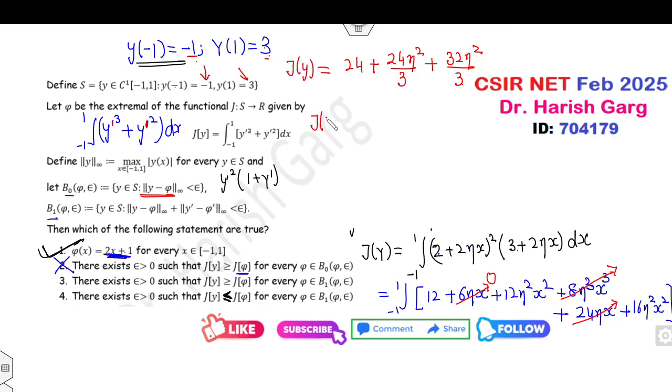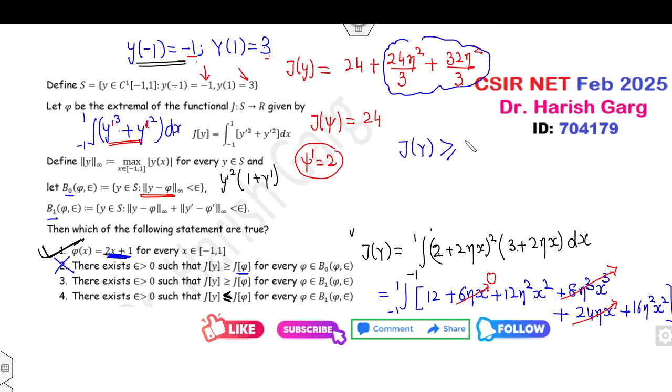So can you find the value of J of psi that we already computed in the previous one? That is 24, because the value of psi dash is my 2. So this value is my 8 plus 4, 12 into 24. Now clearly this number is always positive. So that means the value of J of y is always greater than J of psi. Equal to can also happen when you take eta as 0. Fine, so that means it is greater than. The third option is correct, the fourth option is wrong. A and C are my correct options.